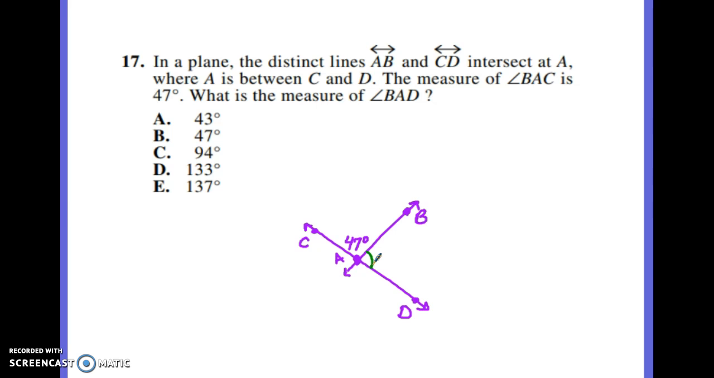Now, those two angles create a linear pair. So the two angles together give you that straight line, that straight angle, which is a total of 180 degrees. So if you're at 180 degrees for your total, and you've already used up 47 degrees, then the result would be 133 degrees for angle BAD, and that's answer choice D.